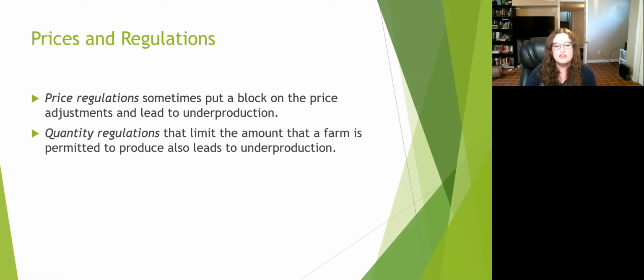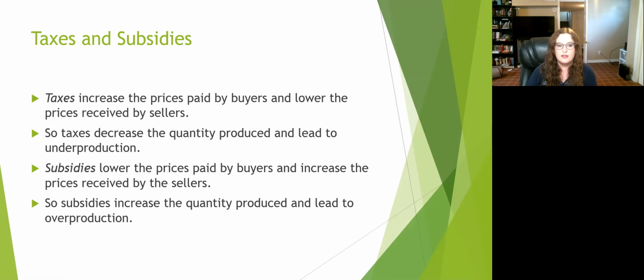So quantity regulation is putting a limit on the amount. So maybe it says that you can only produce 400 bales of hay, or you have to produce at least 800 bales of hay. It's some sort of quantity regulation that either gives you a minimum amount to produce or a maximum amount to produce. Okay, then we also have the idea of taxes and subsidies. Taxes and subsidies are actually a form of market failure.